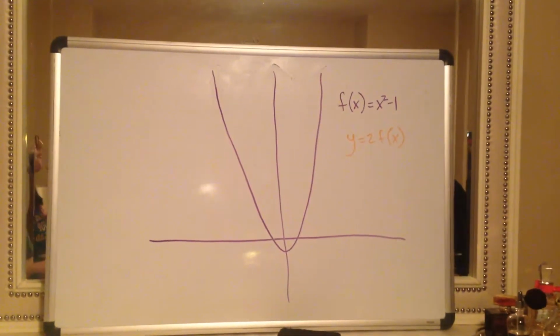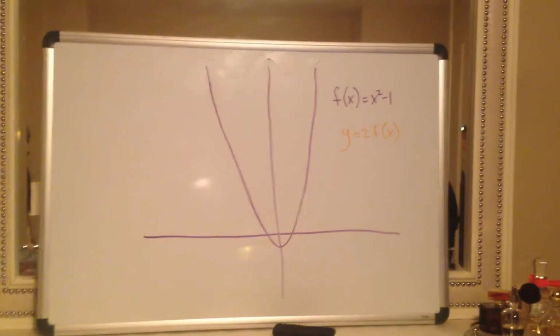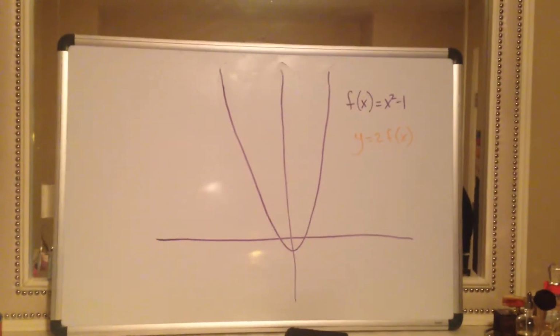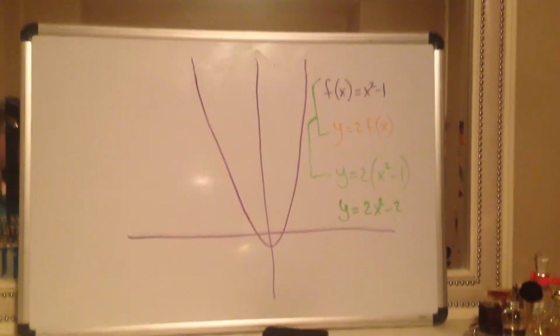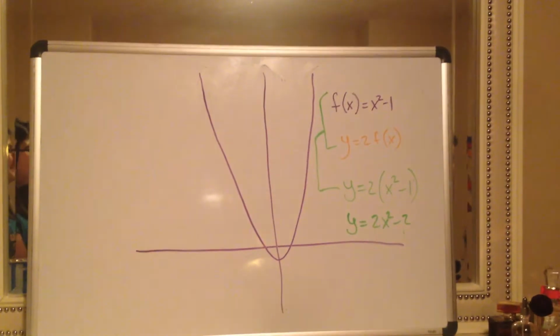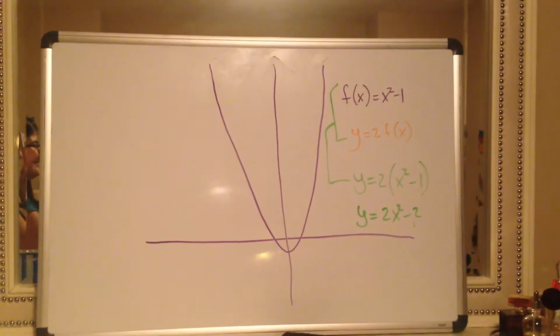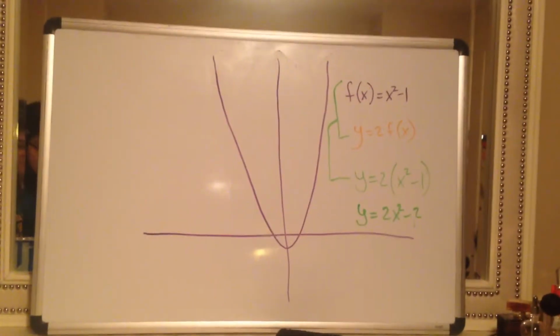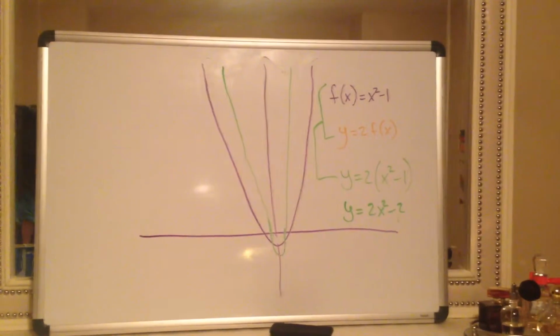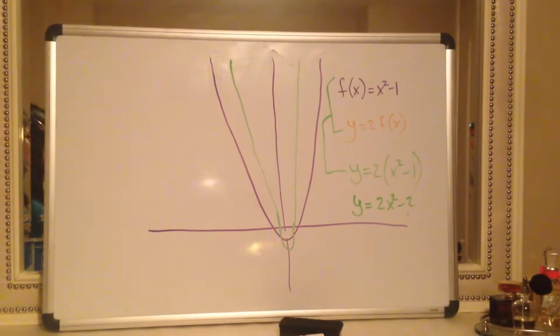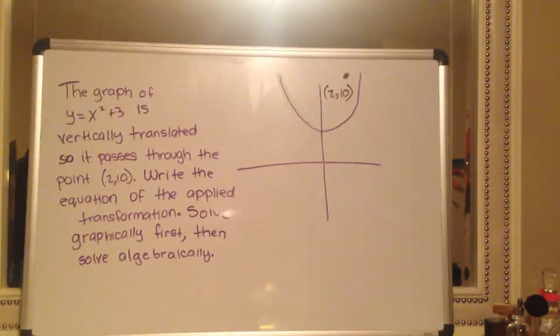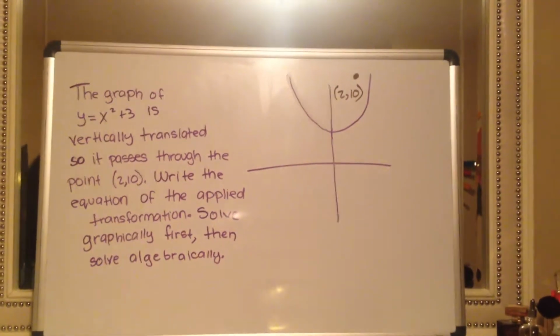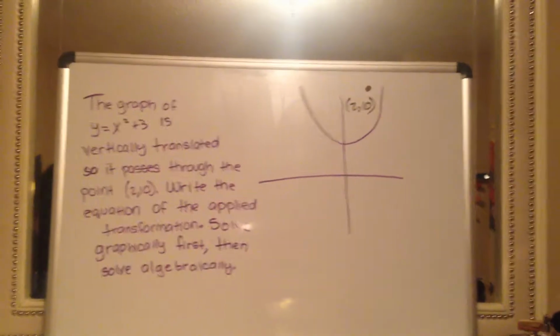The new function after transformation. We can obtain the transformed function by plugging f of x into the transformation equation. We replace f of x with x squared minus 1 and distribute the 2 inside the bracket. If we stretch the graph vertically by a factor of 2, we get the graph of y equals 2x squared minus 2. When the graph is vertically translated, it passes through the point 2, 0. We drew a dot at this location.